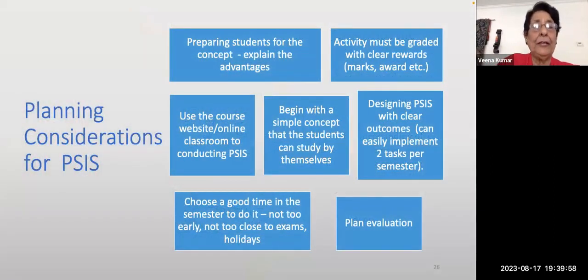So when you're planning PSI, what do you have to do? First, prepare the students for the concept. Explain the advantage, get them excited, tell them, okay, we are going to be doing an interesting independent study work ourselves. Here are the groups, you can make the groups, or we'll talk about that. The activity must be graded with clear rewards, marks, awards, or whatever. Otherwise, students are not motivated to do that because, remember, they're already burdened. They're doing 4 courses. They already have so much work.